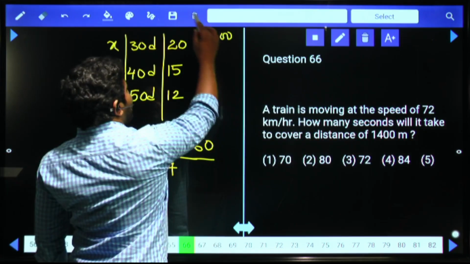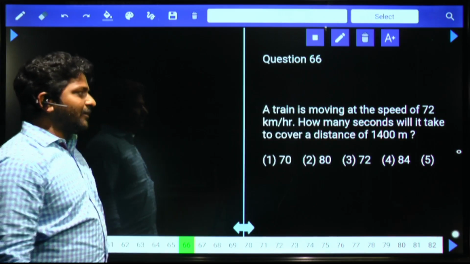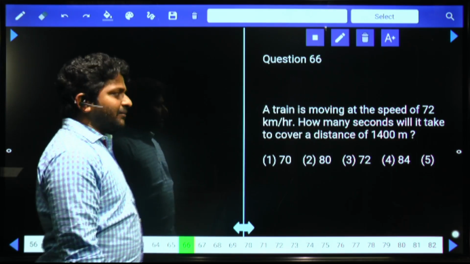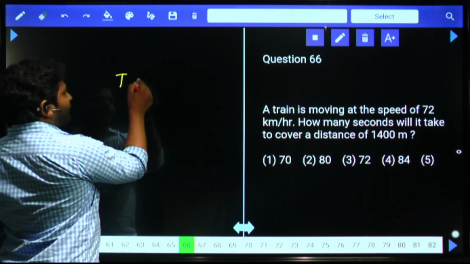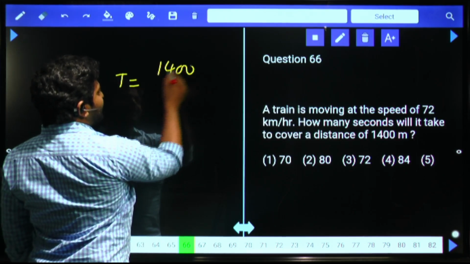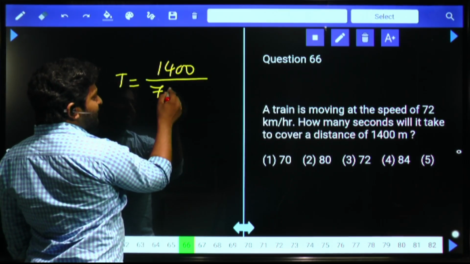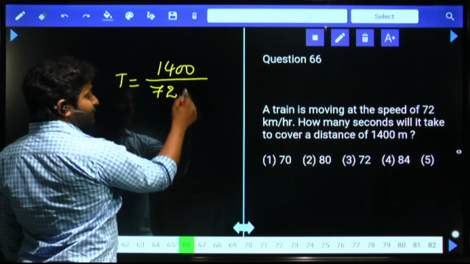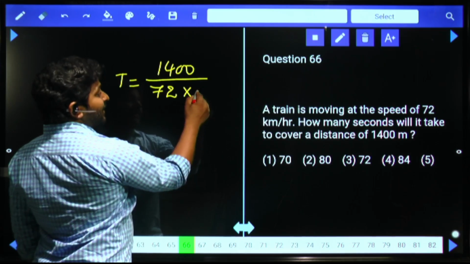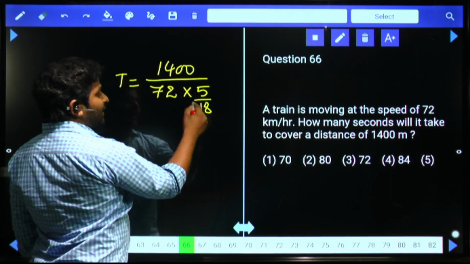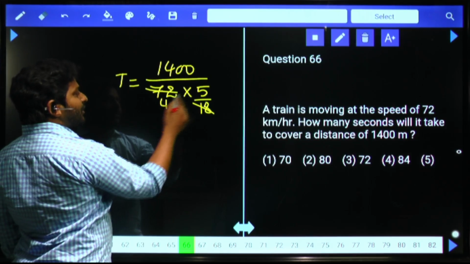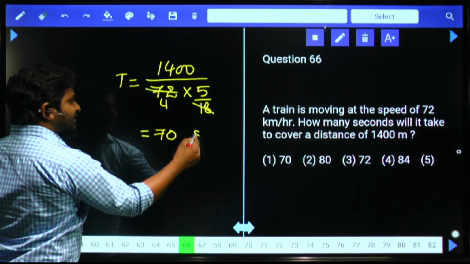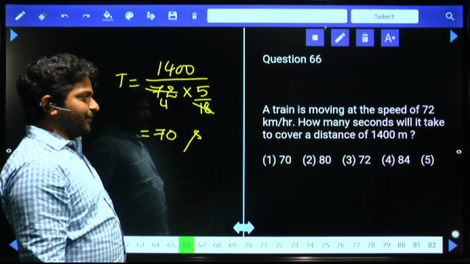Next, a train is moving at a speed of 72 km per hour. How many seconds will it take to cover a distance of 1400 meters? Time అడిగారు. 1400 meters. Time is equal to distance by speed. Speed is given as 72 km per hour. Because distance is in meters, let us convert speed from kilometer per hour to meter per second. That is equal to 5 by 18. 18 how many times? 4 times. 4 into 5, 20. 1400 by 20 in the sense 70. So answer is 70 seconds. First option.